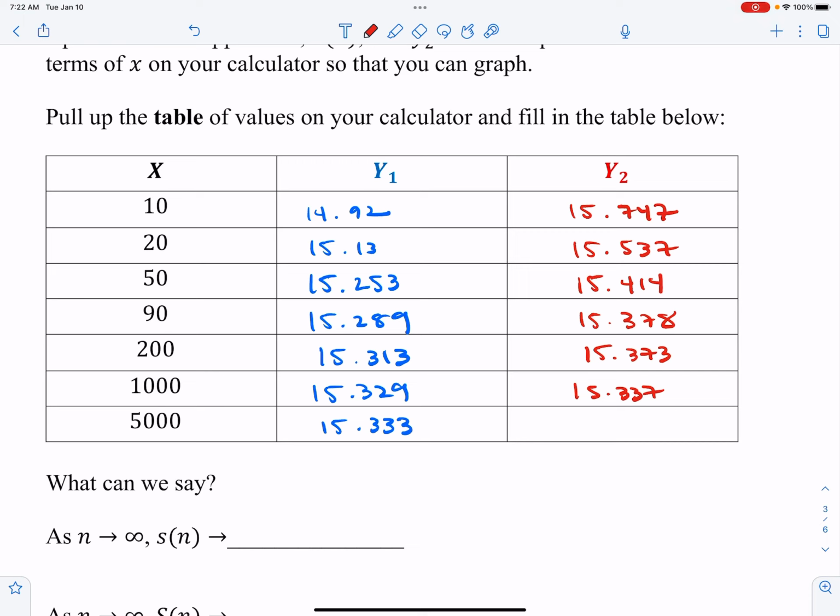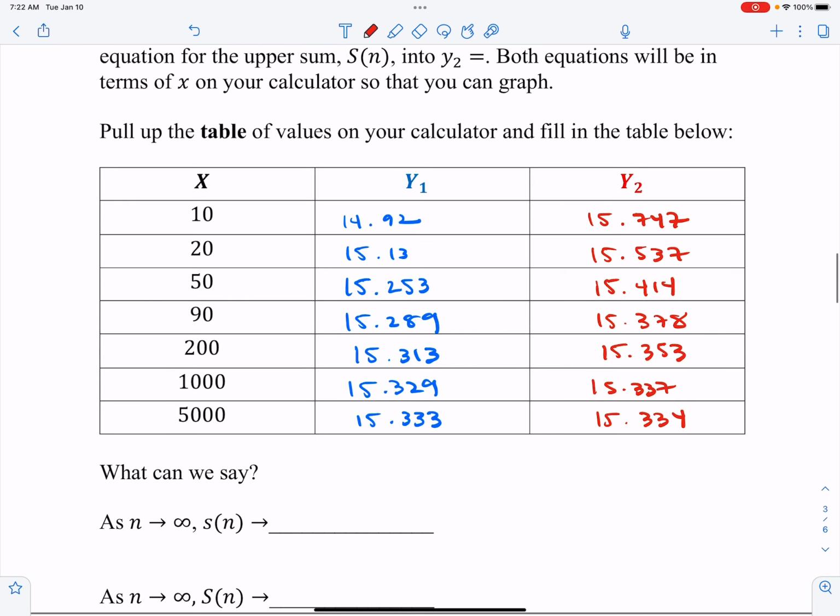Oh, I wrote the wrong value for 200. Sorry. So 90 was 15.378. I had that correct. And then for 200, I get 15.353. And 1,000, I get 15.337. 5,000, I get 15.334. Okay. So y sub 1 again was our lower sum, and then y sub 2 was our upper sum.